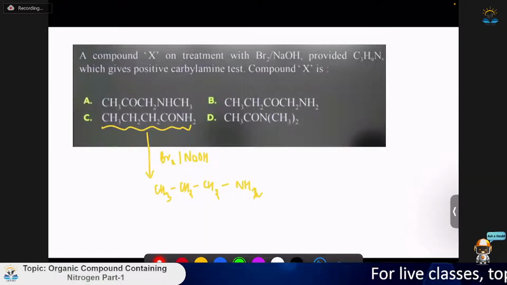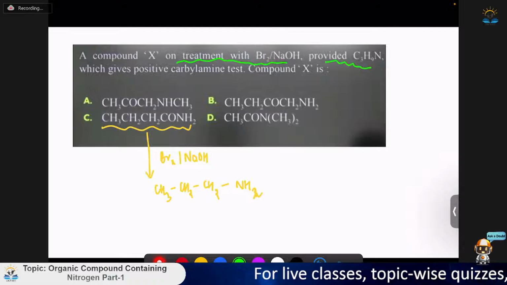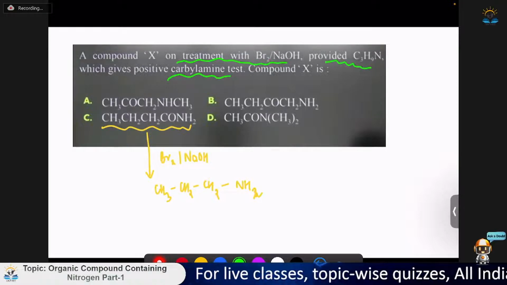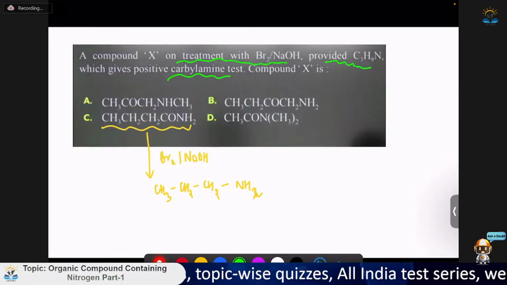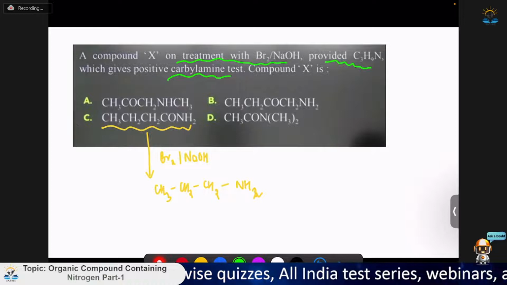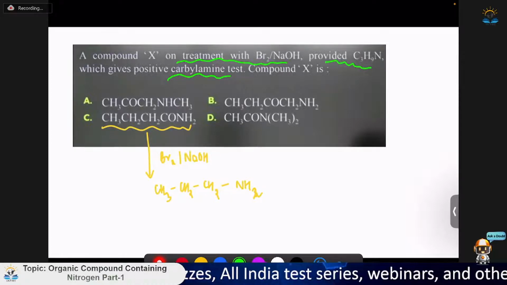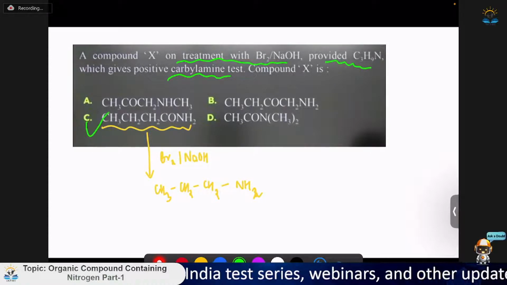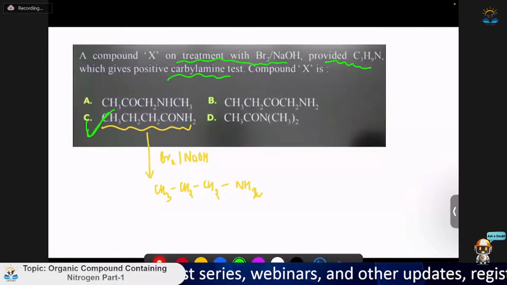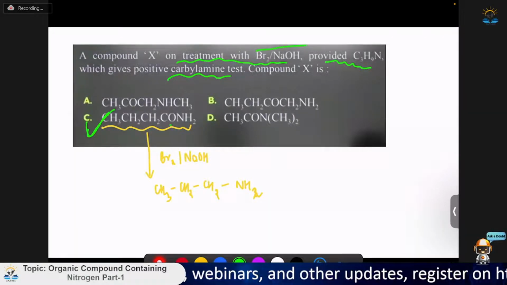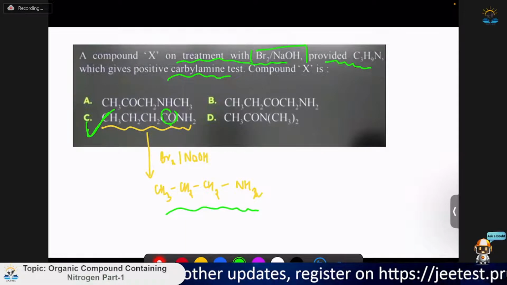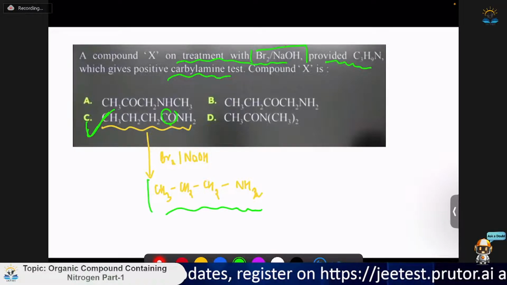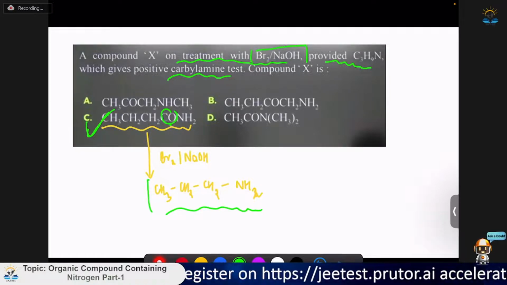Now, compound X on treatment with Br2 NaOH provides C3H9N, which gives a positive carbylamine test. The carbylamine test is given only by primary amines, primary aliphatic and primary aromatic amines. So, which is a primary aliphatic amine in this? Only this is the primary aliphatic amine. So, this will be the answer. And if we treat it with Br2 NaOH, then the CO2 will disappear from here and it will form C3H9N. So, this is the correct answer.